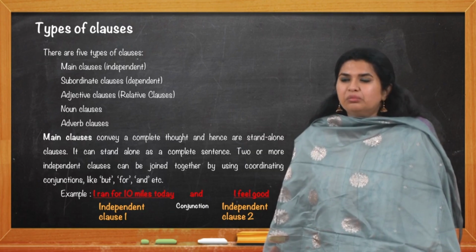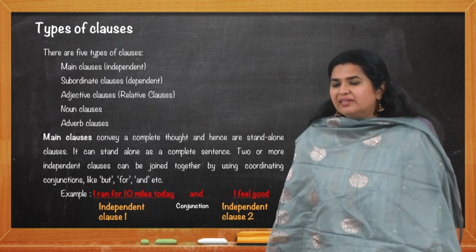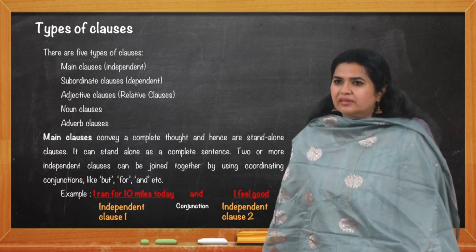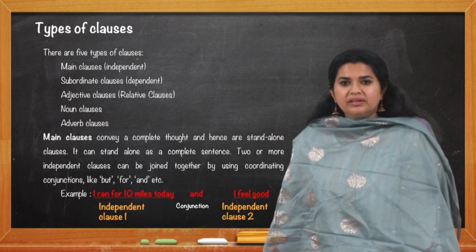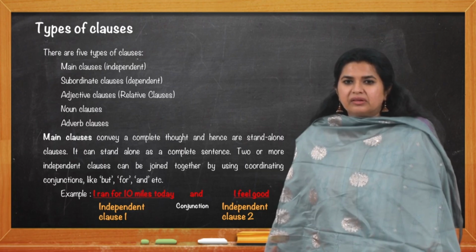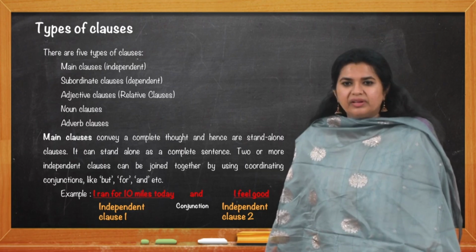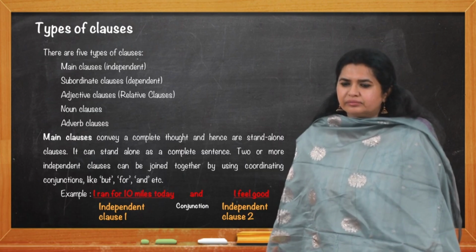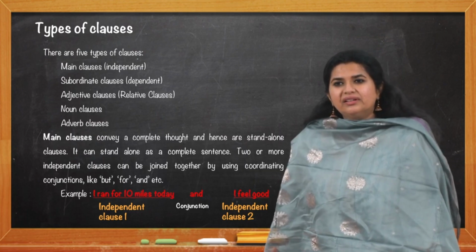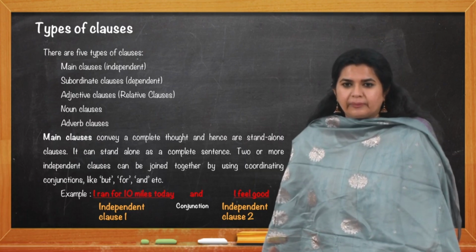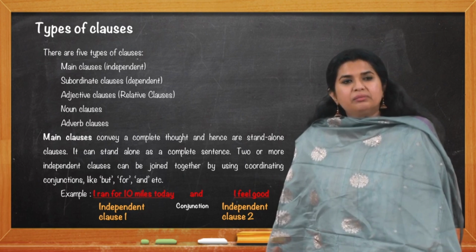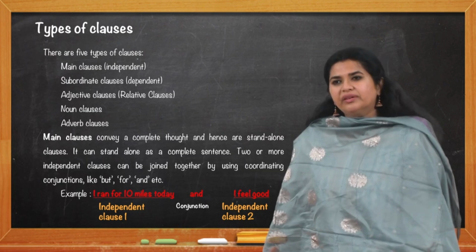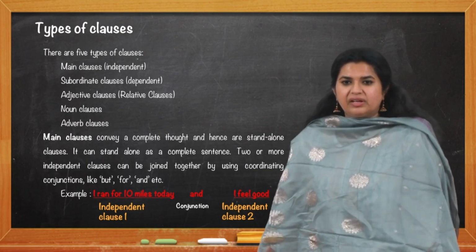I ran for 10 miles today is a complete sentence, and I feel good. Here, and is the conjunction, the coordinator, and these are coordinating clauses that stand on their own. I ran for 10 miles today makes complete sense. I feel good makes complete sense. They are two independent clauses joined by one conjunction, and.